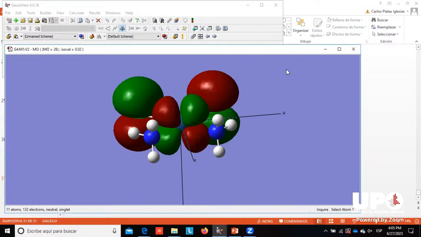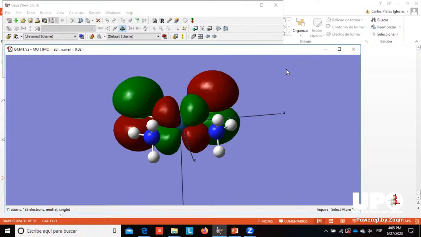Surface and cube. Okay, that's the HOMO already. So okay. And then before generating, so that you get a new window. Now it's ready. Surface actions, new surface.